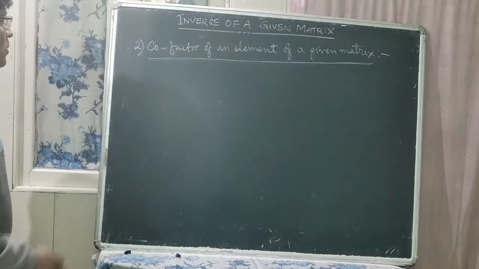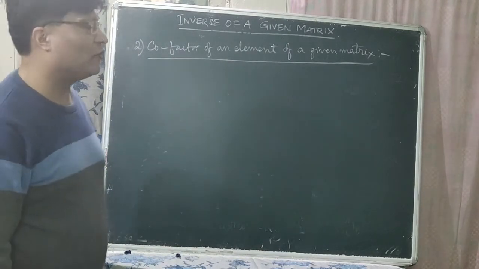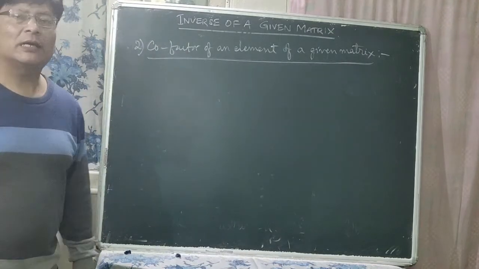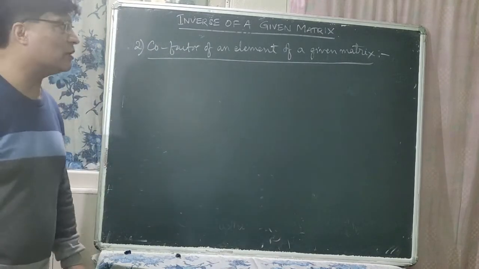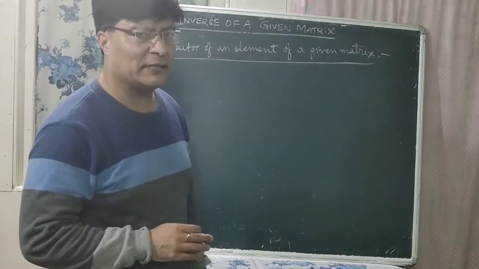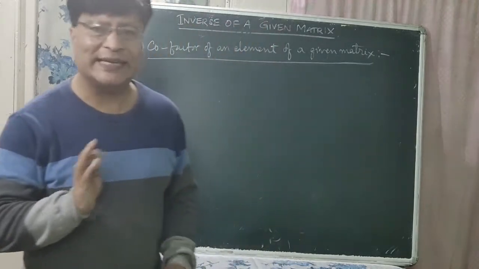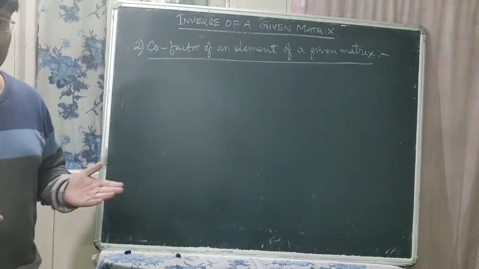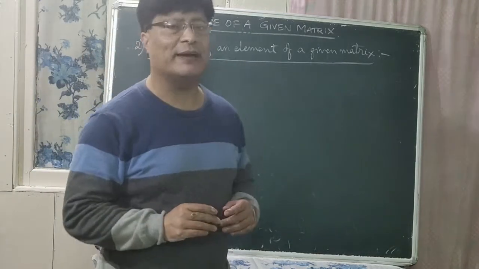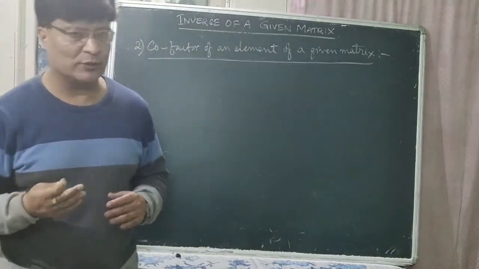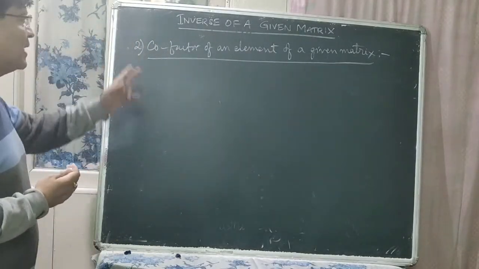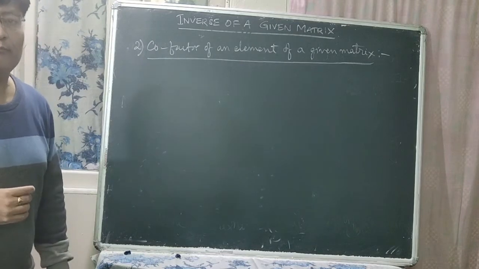So now, what do you mean by cofactor of an element of a given matrix? That means how will you get the cofactor of an element of a given matrix? In case of minor, we did not consider any sign, whether it is plus or minus. But in case of cofactor of an element of a given matrix, you have to consider the sign also. It may be plus, it may be minus. So how will you get plus or minus sign in case of cofactor?